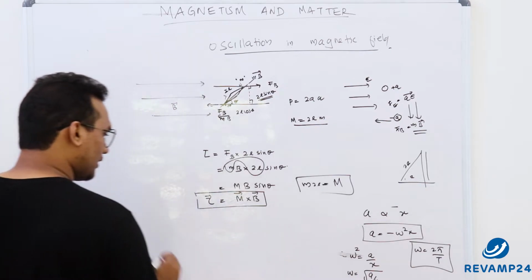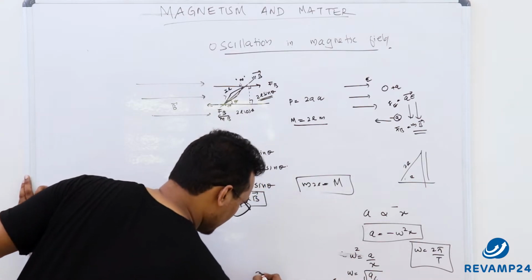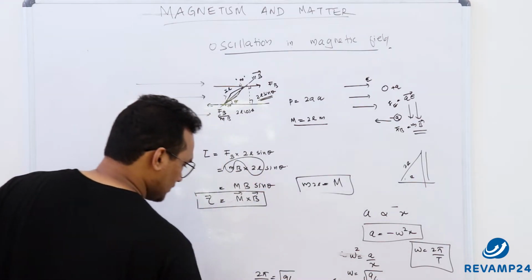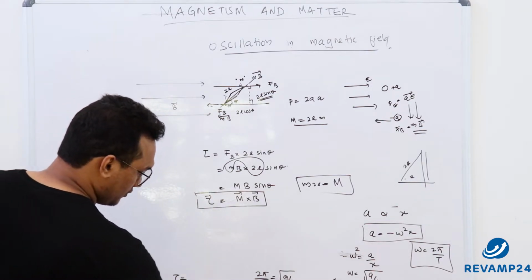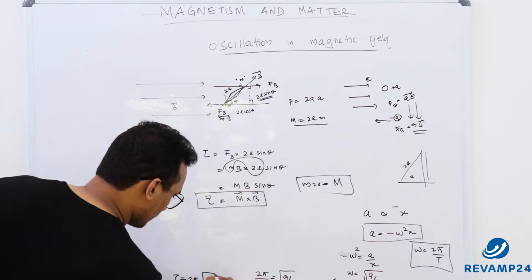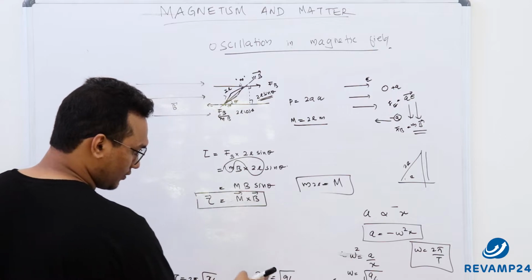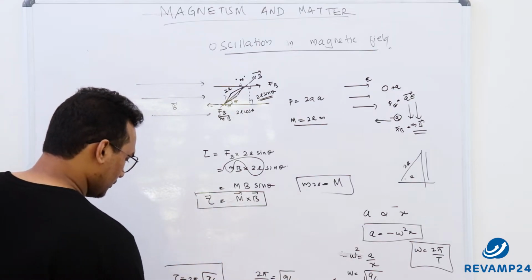So what is omega? From here, omega is equal to 2 pi by T. So 2 pi by T is equal to root of a by x. So I can get the time period from here. Time period is equal to 2 pi into root of x by a. I will take T here, root x here, root a here. So root of x by a. This is very, very important.